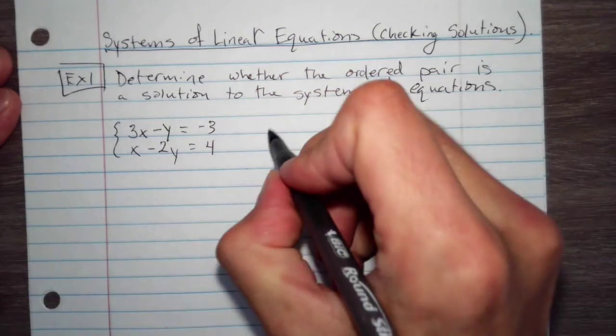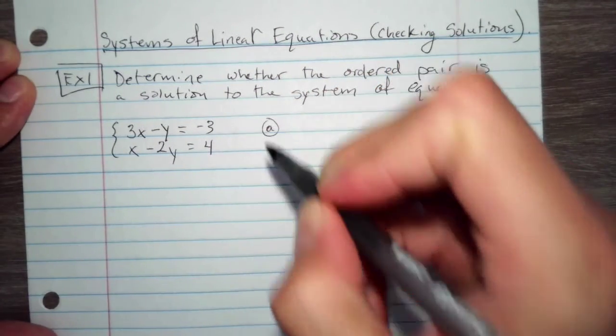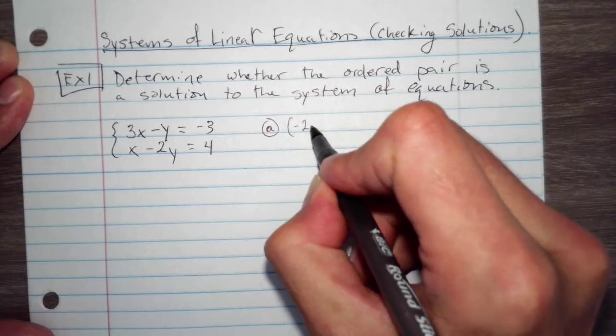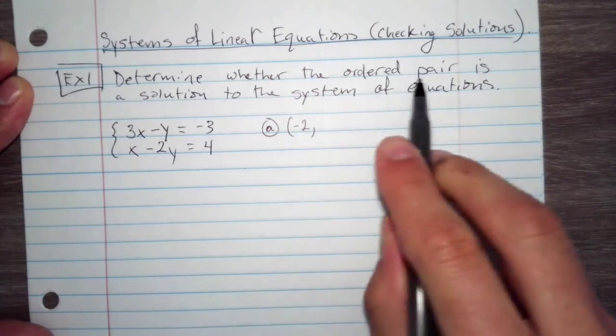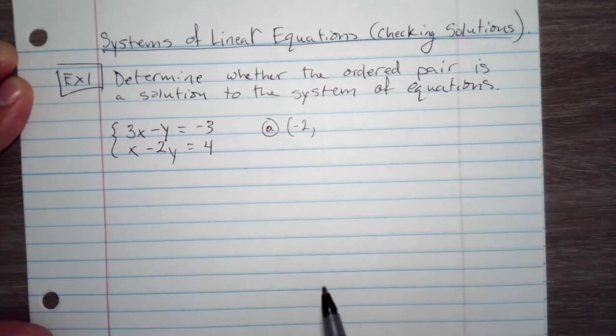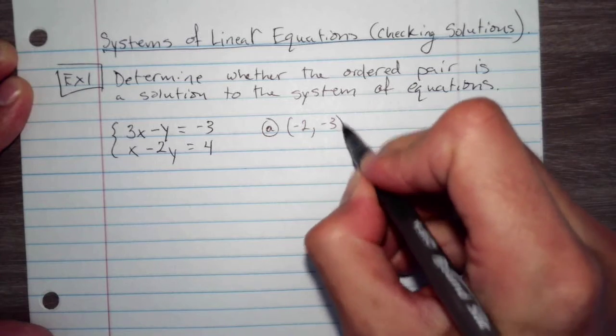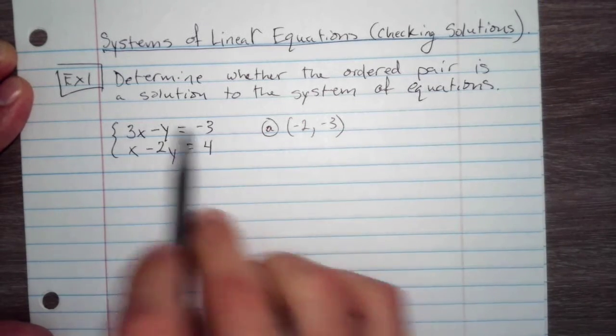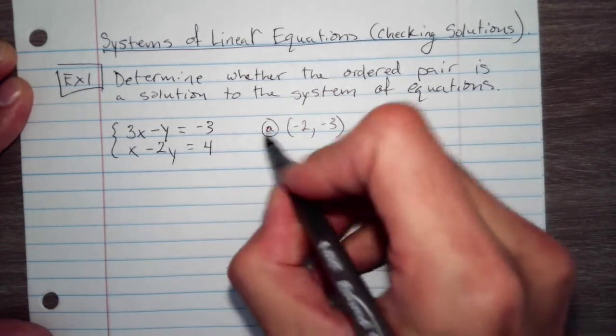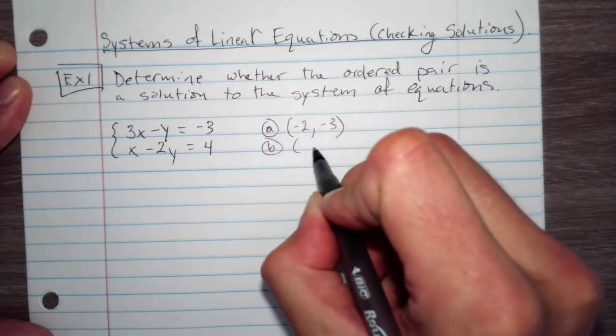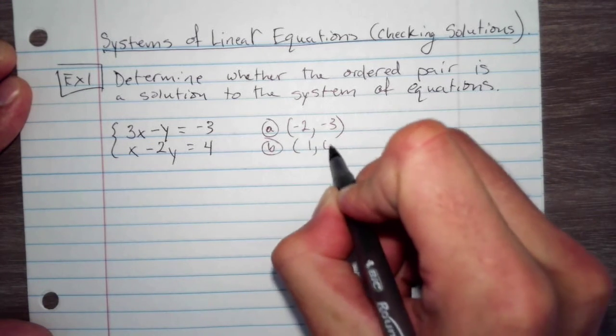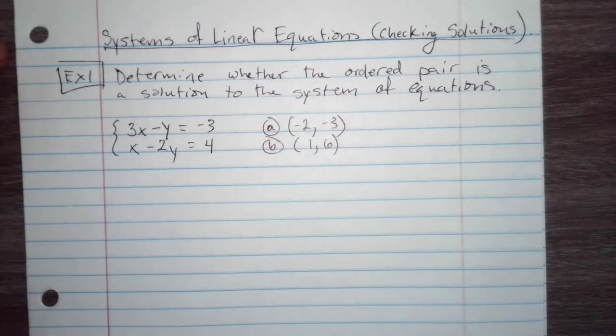And we were also going to be given ordered pairs, because we determine whether the ordered pair is a solution or not. So we have to figure out, is this a solution to this system of equations? And then we'll do part B also, just to check another one. Is that a solution to the system of equations?